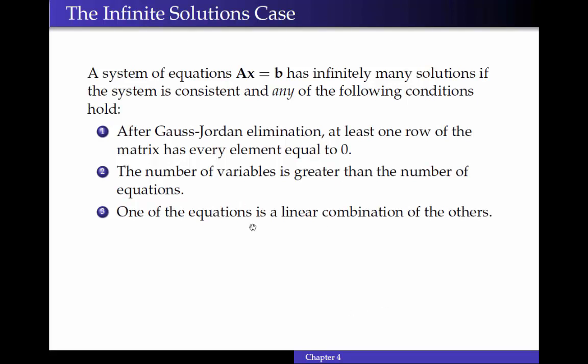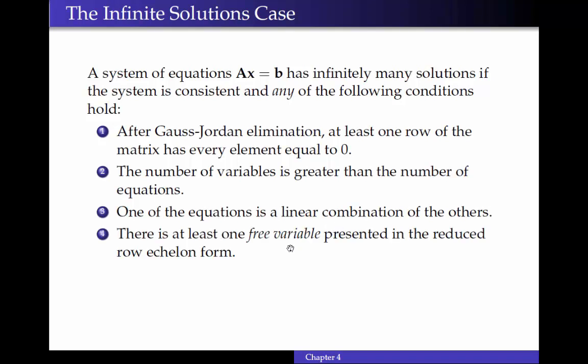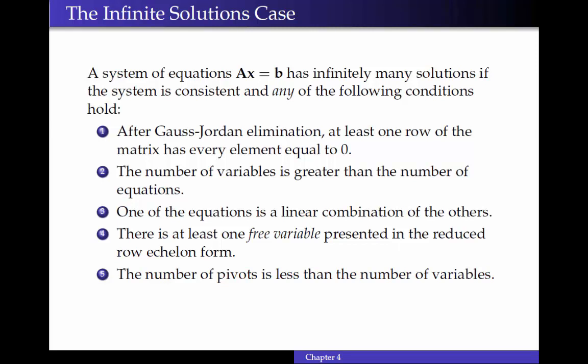So this is equivalent to saying that one row of that reduced row echelon form is completely 0, right? Because in order to form the rows of that reduced row echelon form, what we do is we're taking linear combinations of the equations. And also if there is at least one free variable present in the reduced row echelon form, which means that the number of pivots is less than the number of variables. In this case, we say that the matrix A is not full rank.